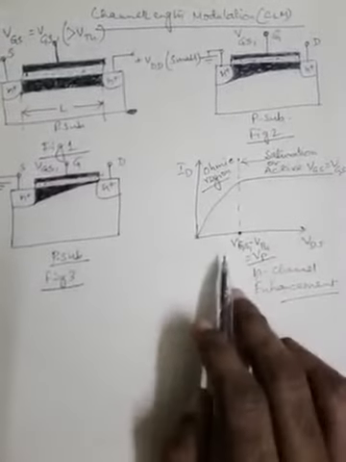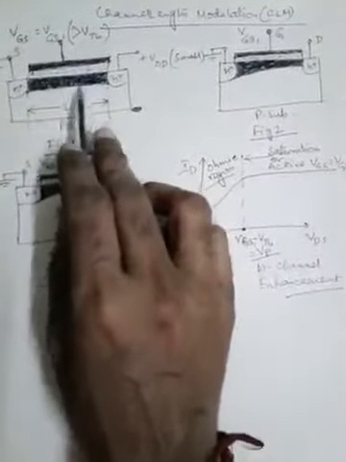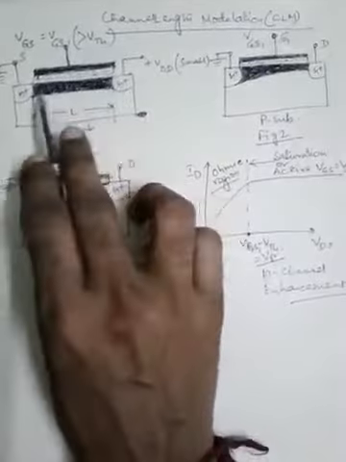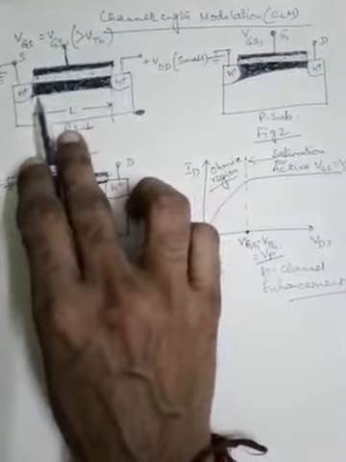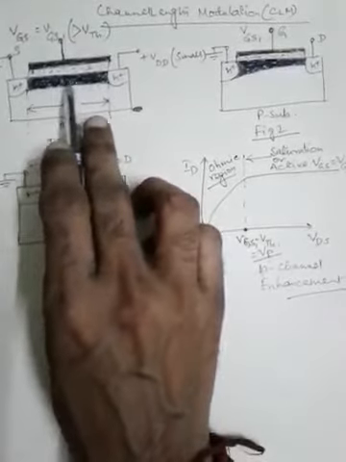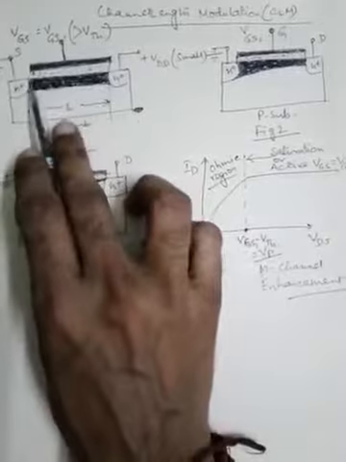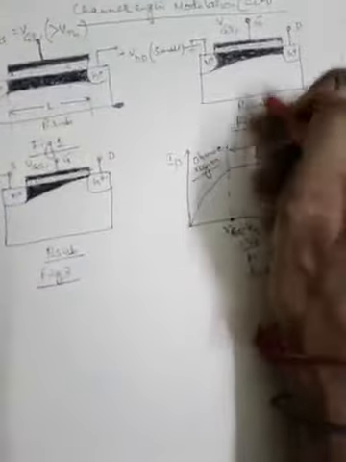And if that is being added, it will mean that the width of the depletion layer between the substrate and the channel will be more towards the drain end than near the source end, and as a result of that, the channel width will be less towards the drain end than towards the source end. That means, refer to figure number 2.